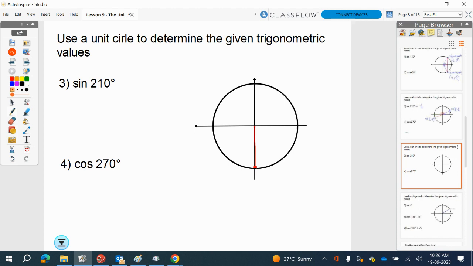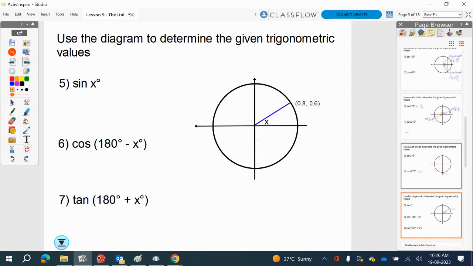Nope. One of your answers was right, one of the numbers was wrong. This is 0, negative 1. It's a unit circle, so we know which radius we want. So what is the cosine of 270 degrees? 0. The x coordinate. Okay. Have a go at these questions for yourself.